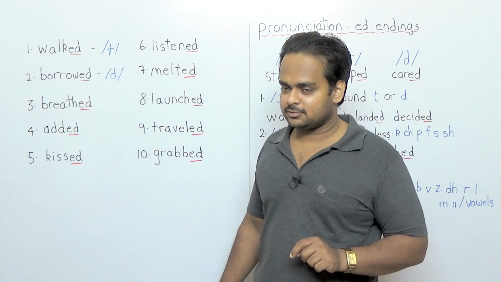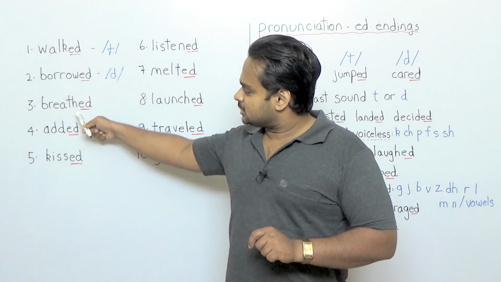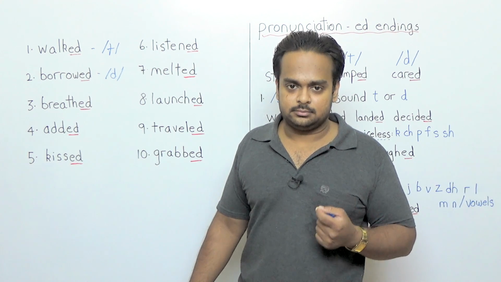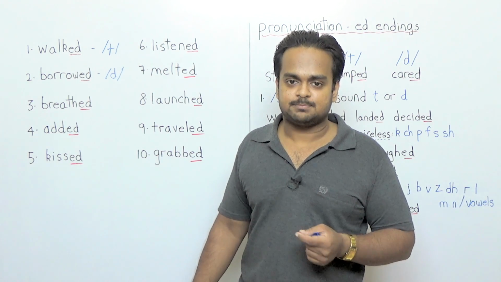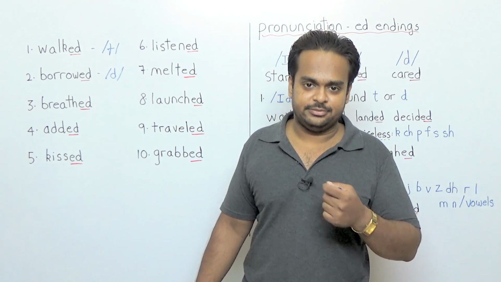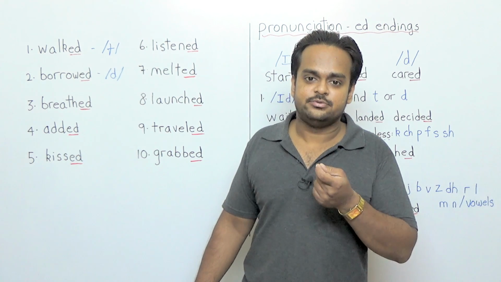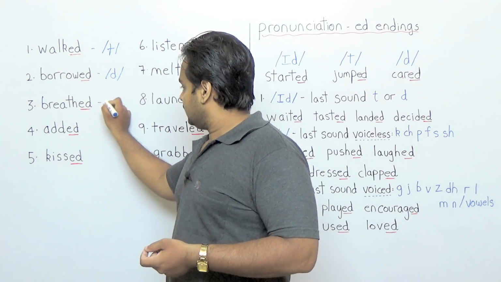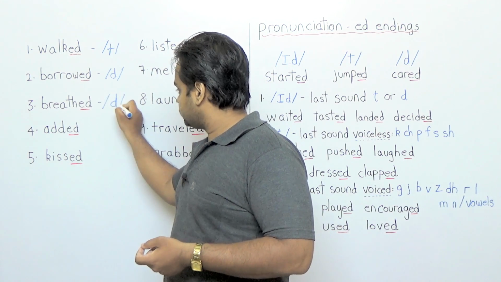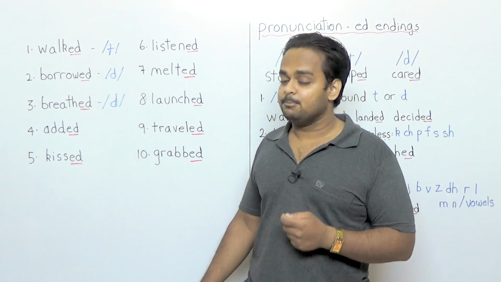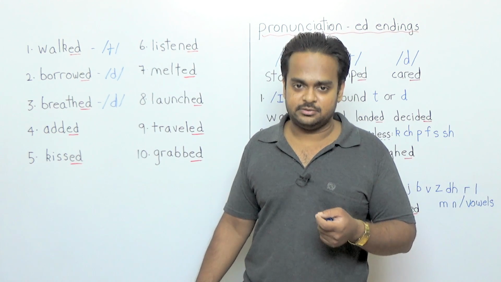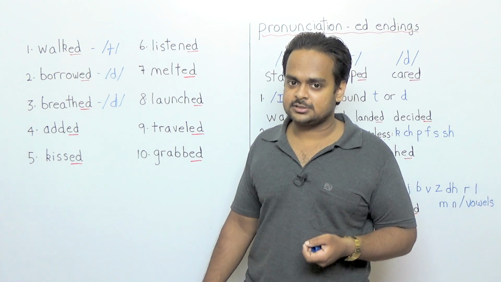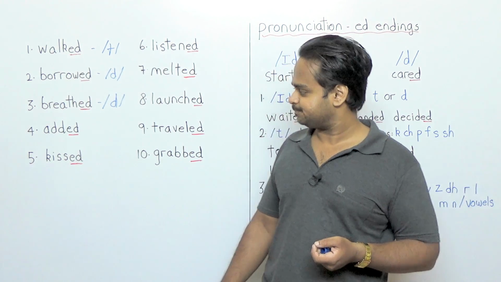A lot of people get this wrong. What's the last sound here? Well, the last sound is th, because the word is breathe, breathe. So the last sound is th, and the th is voiced, so it's pronounced d. So breathed, breathed. Did you get this one right? If you didn't, you might have to practice this a few times before you get it.